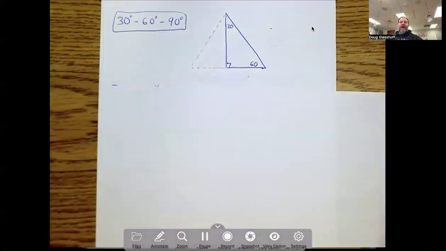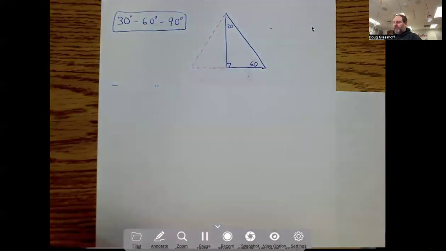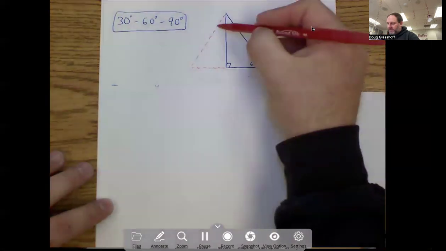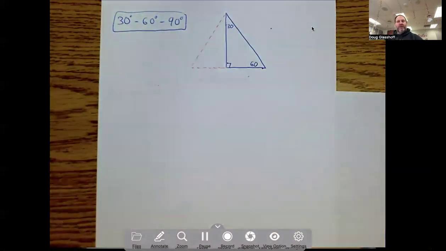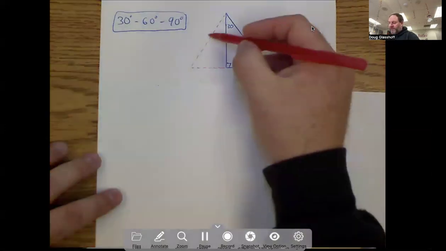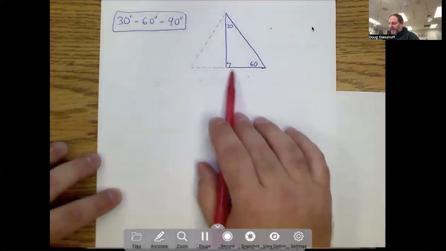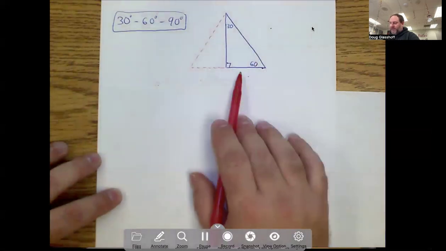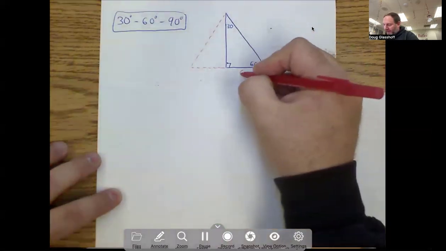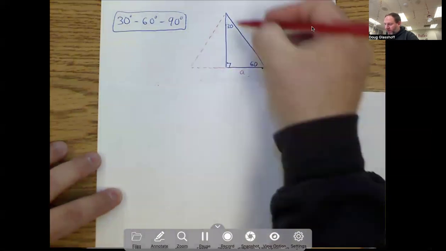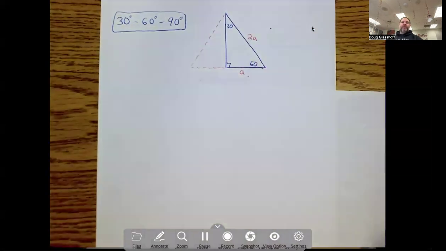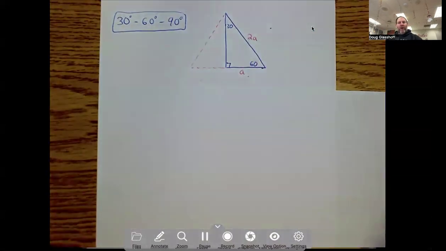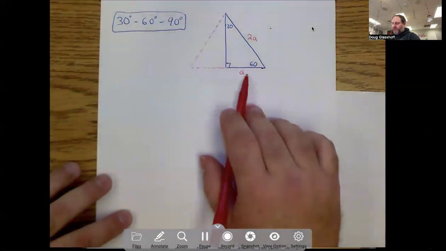if I extend that out, it's half of an equilateral triangle because this is 60. These two put together would be 60, and that's 60. That's an equilateral triangle. All three angles are the same. All three sides are the same. So since all three sides are the same, this is half of that other side. If I call this one A, then all the way across here would have to be 2A. So the hypotenuse is twice the shorter side, the one across from the 30.